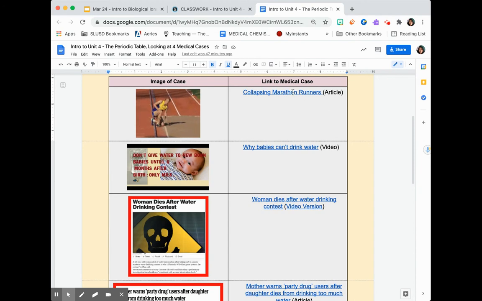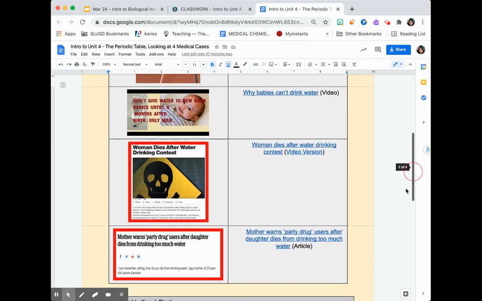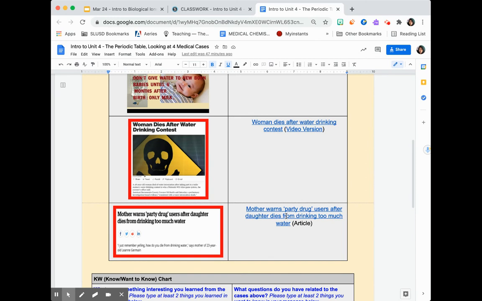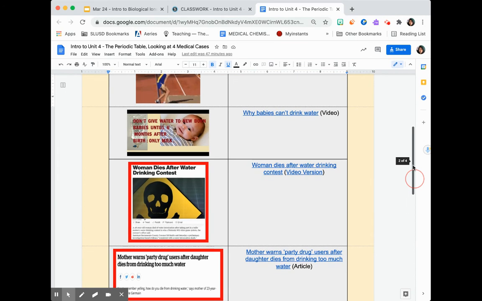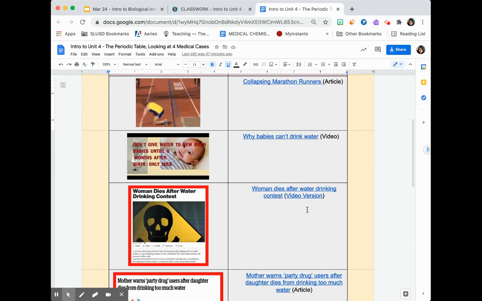Right, so the first one is why runners tend to collapse kind of randomly. Second one is on why babies can't drink water. And then the third one is on a radio show contest that happened in Sacramento where a woman drinks a whole bunch of water to try to win a Wii, and then she passes away. Right, and then the fourth one is about the party drug MDMA, more commonly known as ecstasy, and why individuals are passing from that. Right, so all 4 of these cases have something significant in common, and I want you to pick 3 of these.